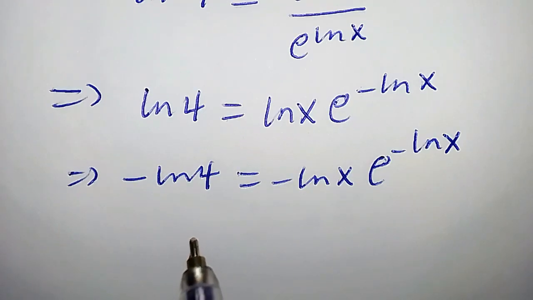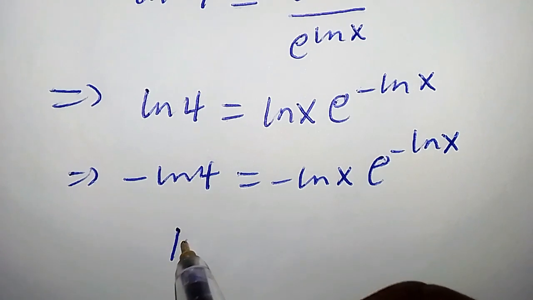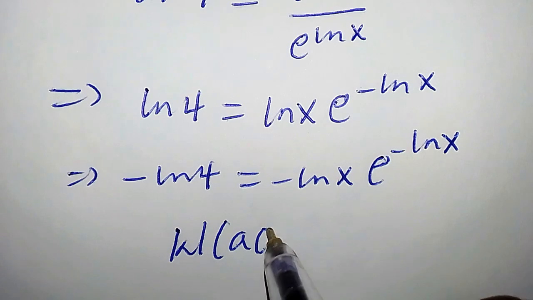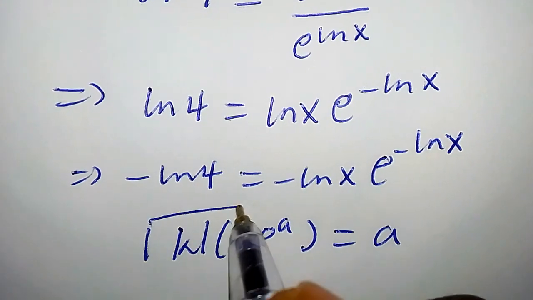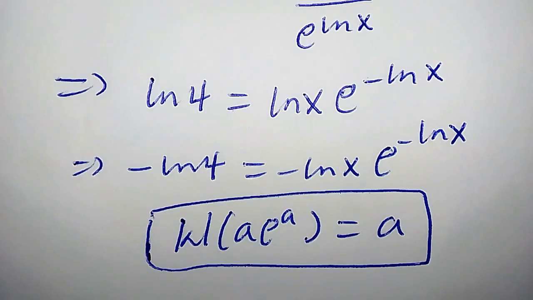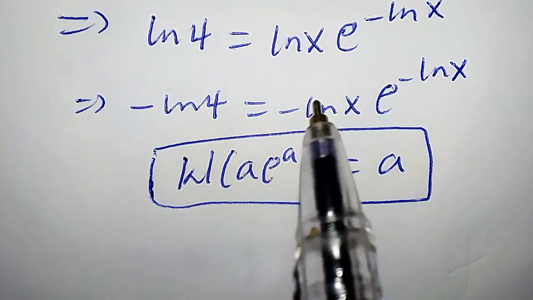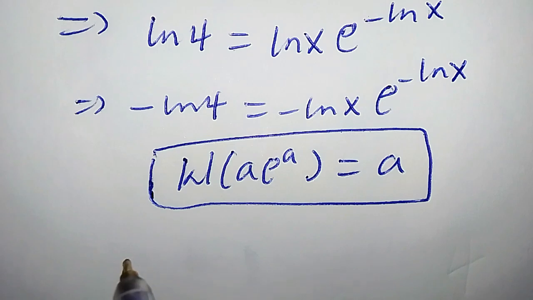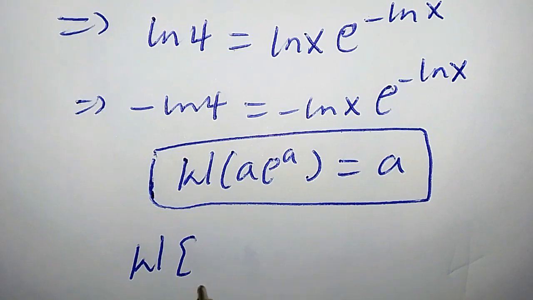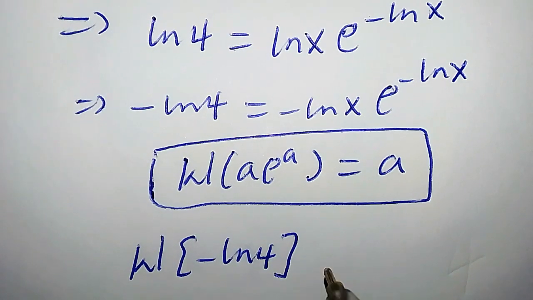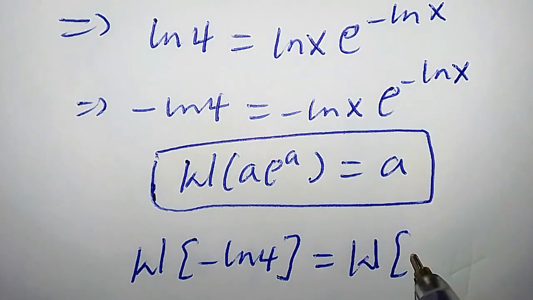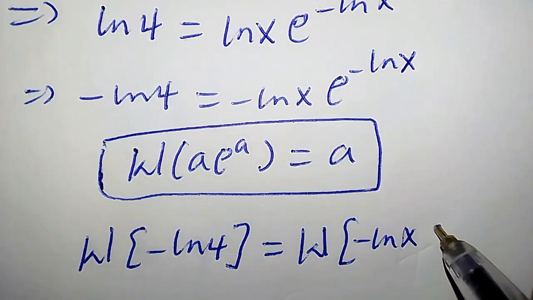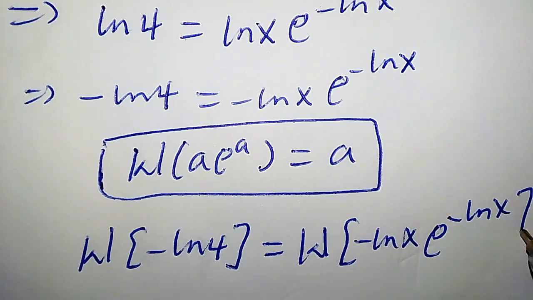In this stage, we can now recall the Lambert W function formula. It says W of a times e to the power of a is equal to a. Take note of this. We can now simply take the Lambert W function of both sides. So we're going to have W of negative ln 4 equals W of this right hand side, negative ln x times e to the power of negative ln x.